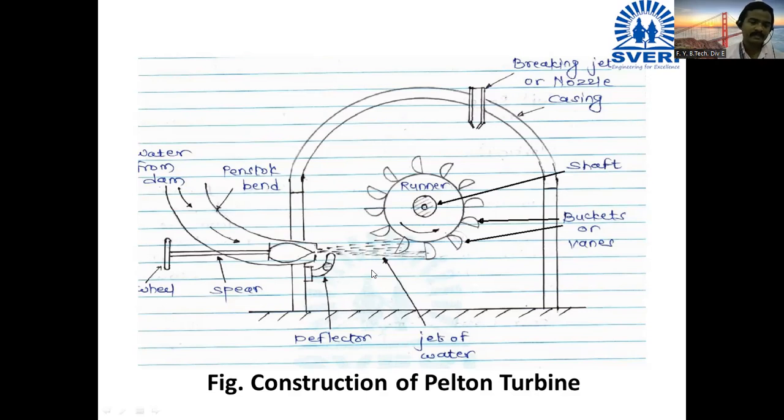The rotating runner rotates the generator and generates the electricity, as it is mounted on the same shaft of the turbine.